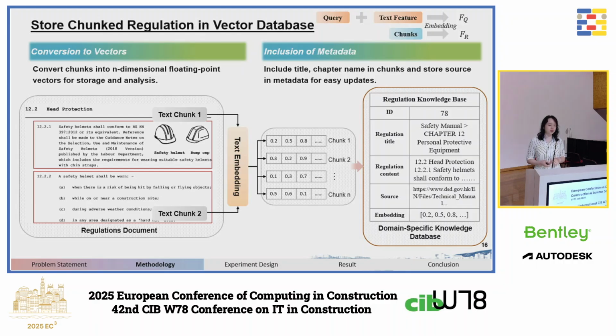We need to first convert these regulation chunks into n-dimensional vectors using the embedding models. And crucially, we inject the metadata, for example, the chapter title and source code, into each chunk to enable the traceability and the dynamic update ability.